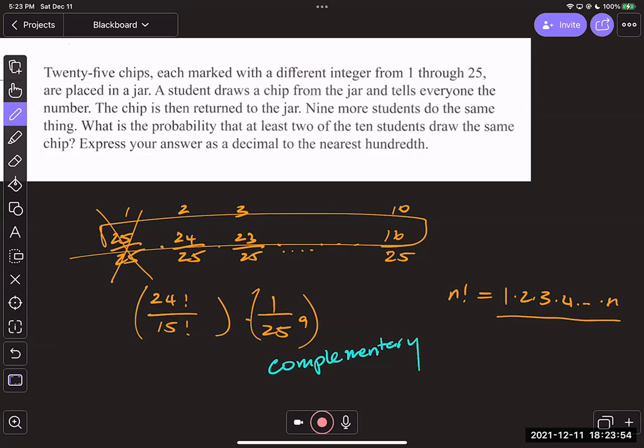This is the probability that everyone gets a unique chip. Does that look good to you? Yes. Are we done? No. Why not? Because we did the complementary counting, so what do we do now?